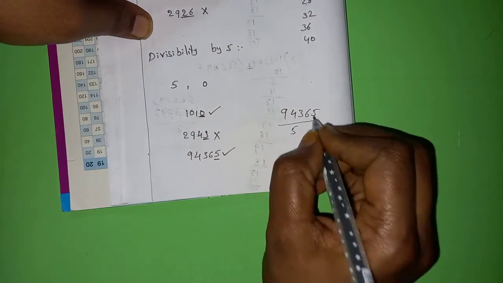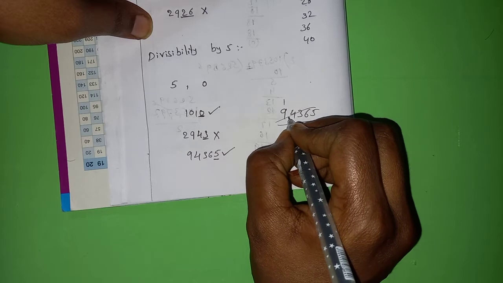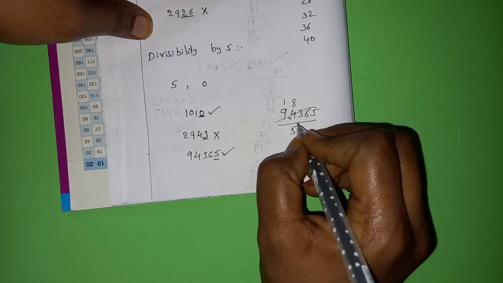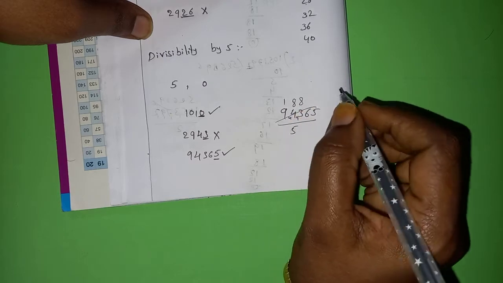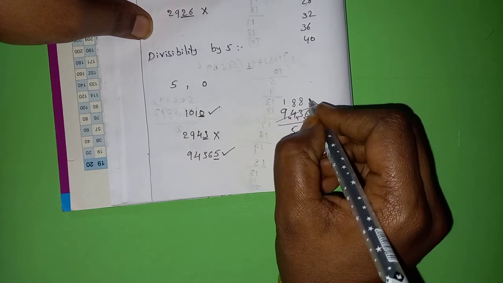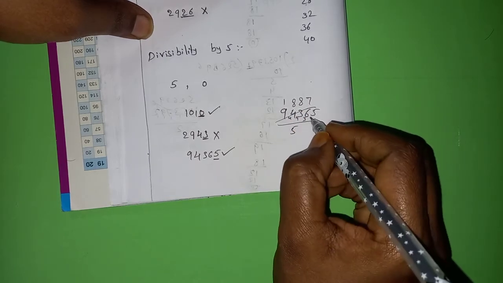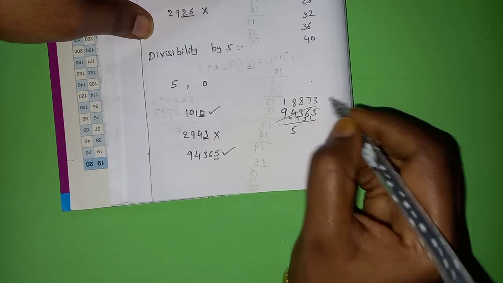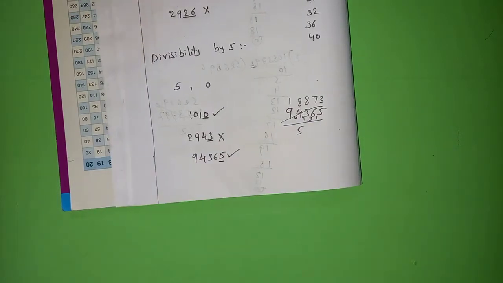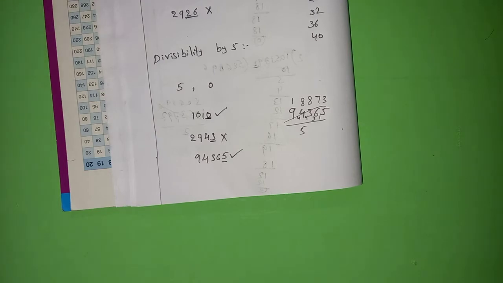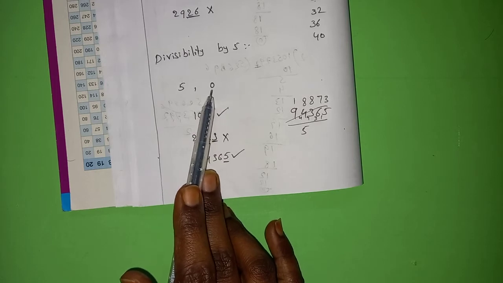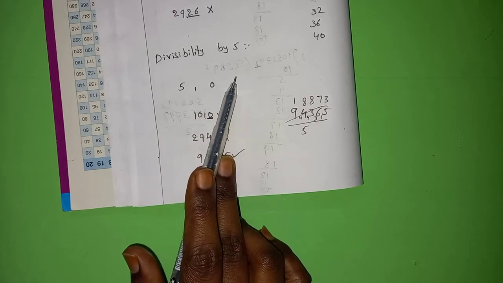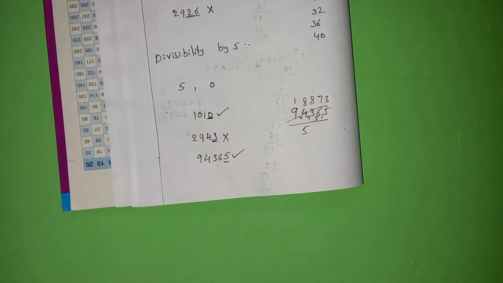5 ones are 5, 5 eights are 40, 5 eights are 40, 5 sevens are 35, 5 threes are 15. Is it divisible by 5 or not? Yes. So it's very easy. If the last digit is either 5 or 0, then that number is divisible by 5. Next one.